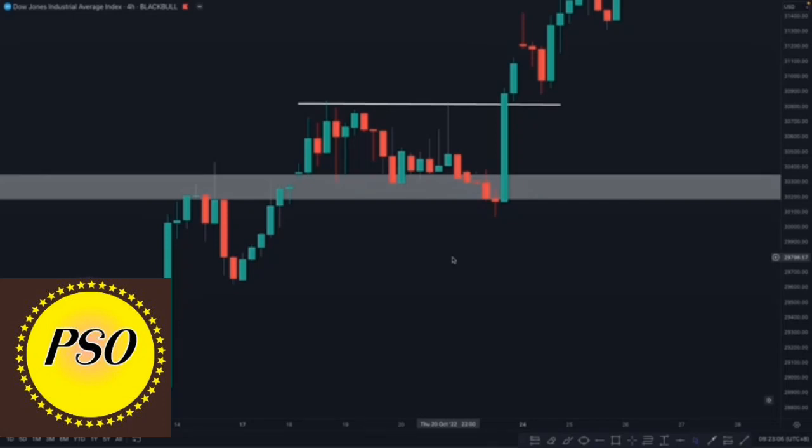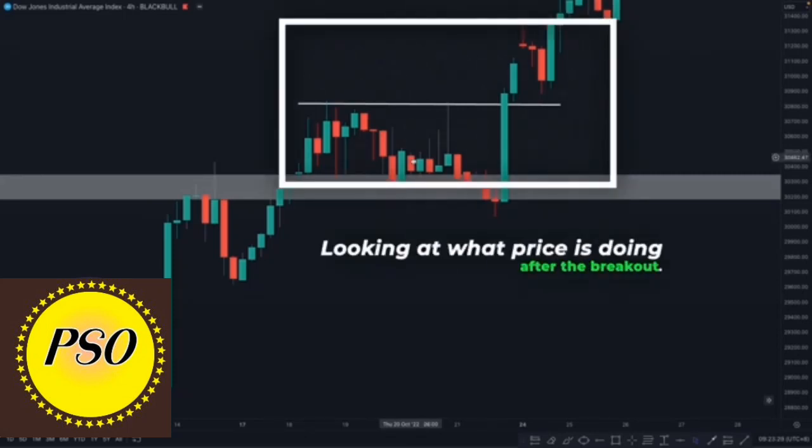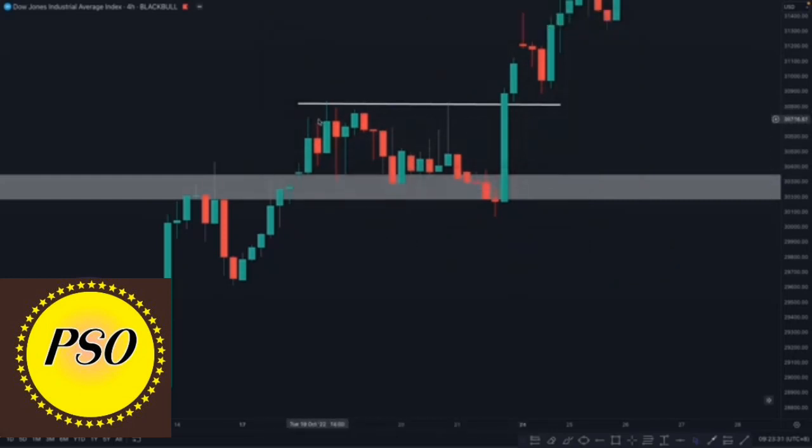You want to wait for breakout patterns. There are a lot of breakout patterns out there, be it channels, wedges, triangles, whatever you like to call it. I don't care, because to be honest with you, I don't memorize any of these breakout patterns. What I do instead is to look at what price is doing after price has broken past that key level. So in this case, we are seeing that price is consolidating.